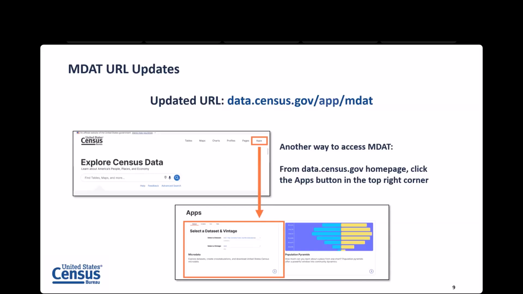So /app/MDAT will get you there following the data.census.gov URL. If you type that in your browser, that's one way to get over directly to MDAT. Another way to get there is if you're on the data.census.gov homepage, you'll just click the apps button in the top right corner of the screen. That will take you to our apps page, and then that will provide you a link over to MDAT there.